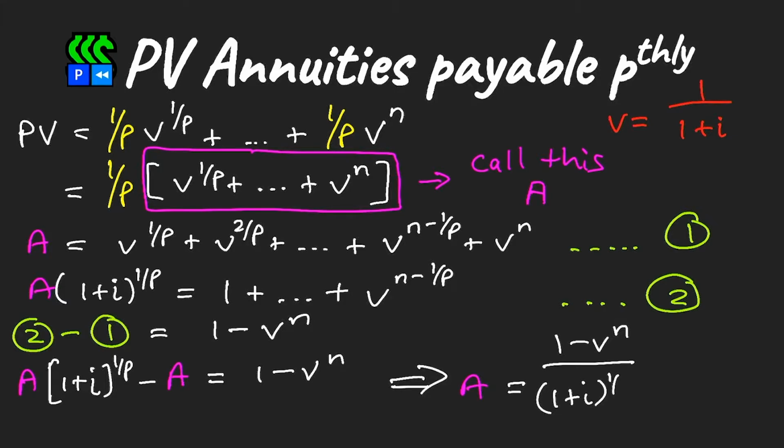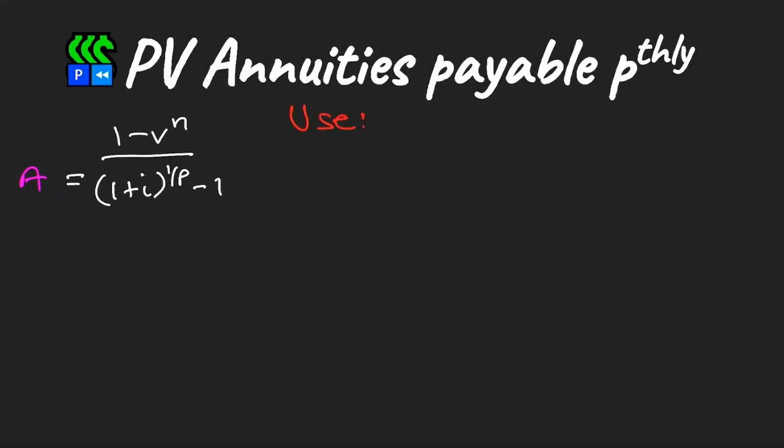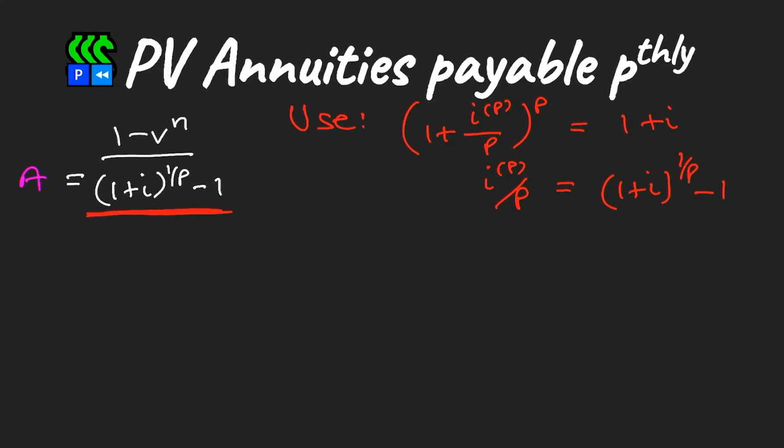Now the next step is to simplify this into something that we know. We'll be using our relationship between nominal and effective interest rates to substitute into our equation for a. What we'll try and do is get (1 + i) to the power 1 over p, minus 1 on one side of the equation and see what we're left with. We will then replace this value in our equation for a. This leaves us with (1 minus v^n) over (i^(p) over p).